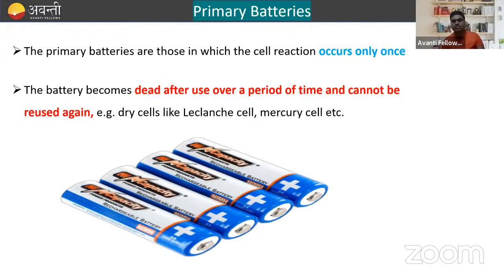Just give me 2 minutes till I take some water, and try to read this, because this is very simple.